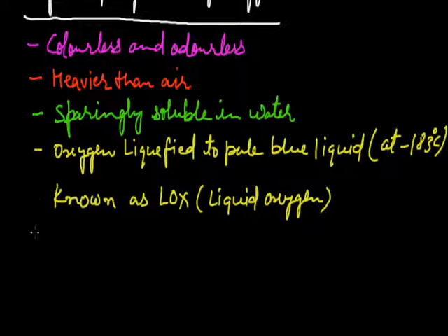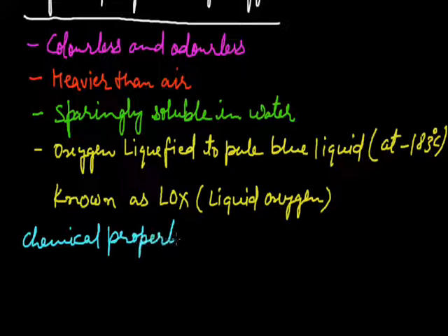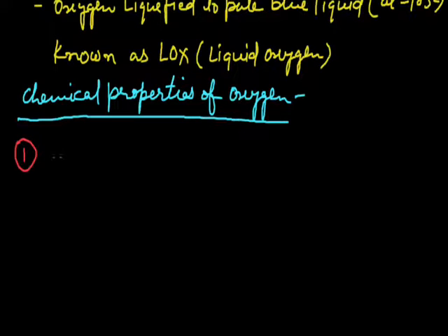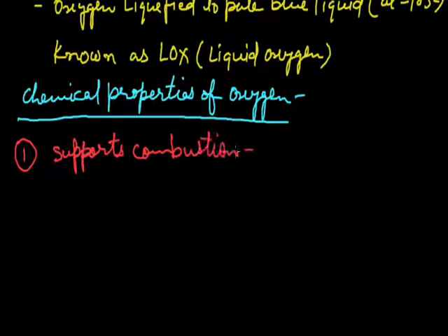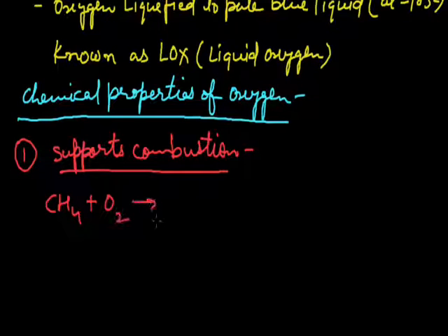Chemical properties of oxygen. One, it supports combustion. For example, when methane burns in presence of oxygen, it produces carbon dioxide, water, and heat energy is produced along with it. It undergoes oxidation reaction.